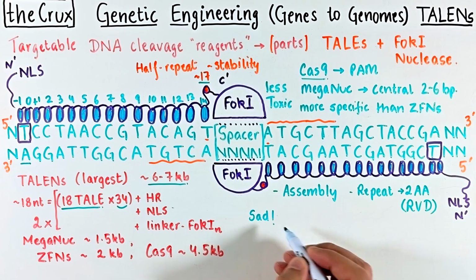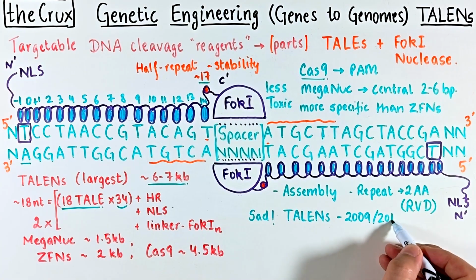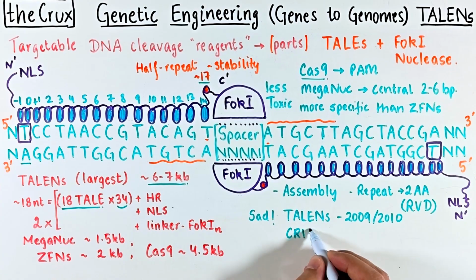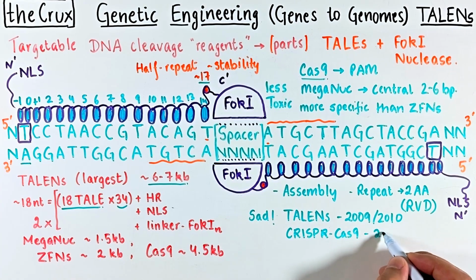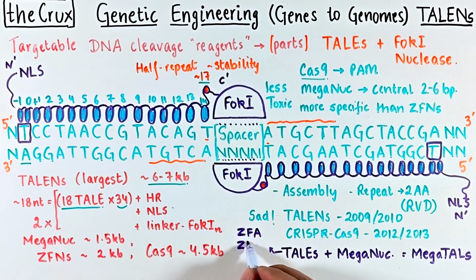The sad part about TALENs is that they were invented around 2009-2010. This was also the time when CRISPR-Cas9 came out, and so TALENs aren't really widely used. There are some very niche applications for TALENs. TALs can be attached to meganucleases, and these megaTALs can be very target-specific. Such applications and many others are similar to the offshoots that we saw in the case of ZFNs.